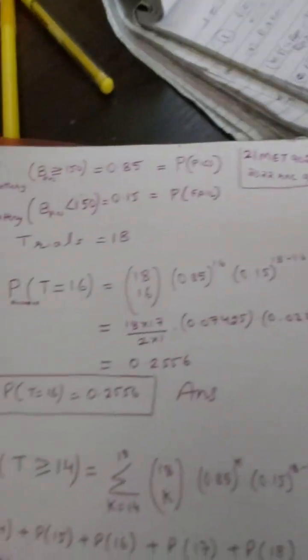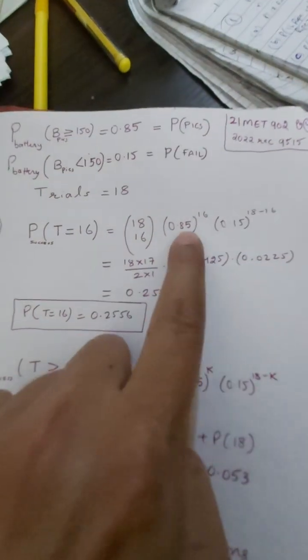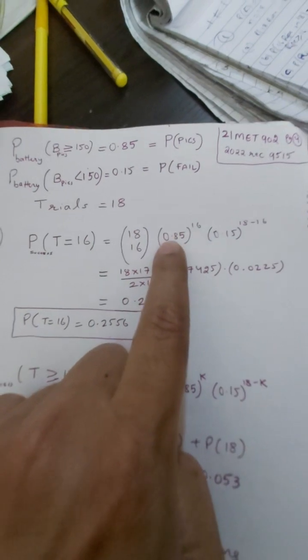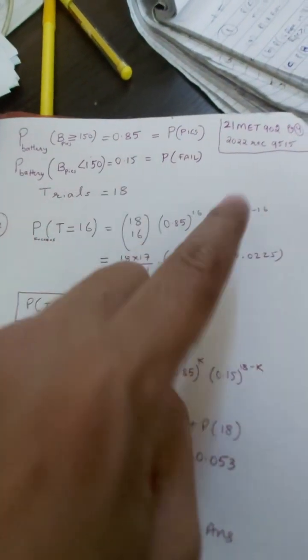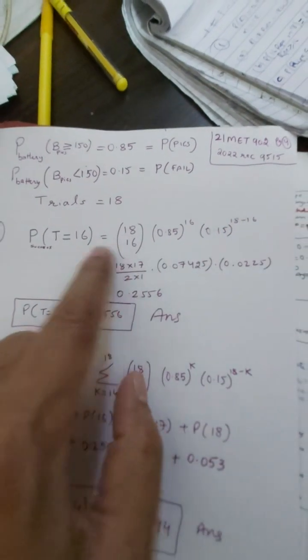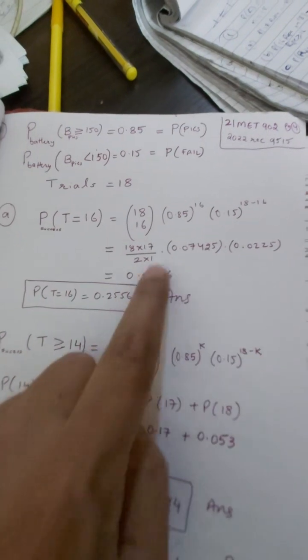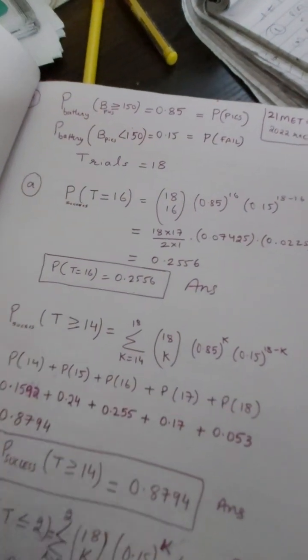Let us see how this has been put into the formula. So exactly as we thought, the favorable probability of taking pictures is raised to the power 16, and the remaining probability is raised to power 2, n minus k. So this is the answer after solving this. So this is exactly 16, that's why there is no less than or greater than sign.